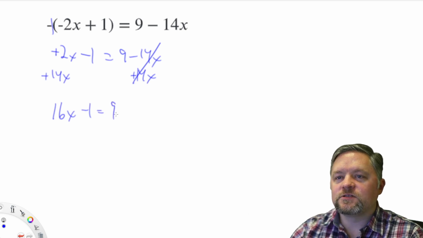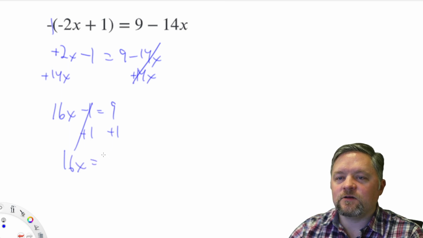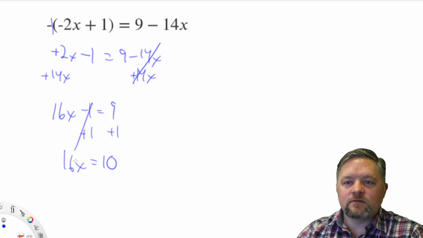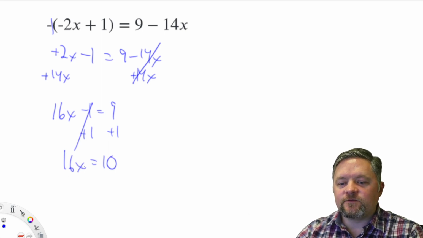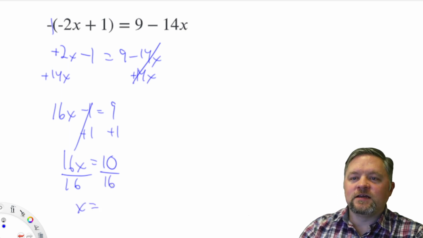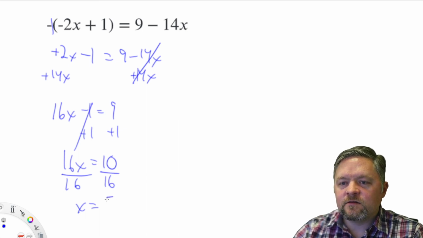Minus 1 equals 9. Now what do I have to do to get the x's by itself? Well, I got to get rid of this subtracting 1. So I'm going to add 1, do it to one side, do it to the other. Those will cancel. 16x equals 9 plus 1 is 10. 16 stopping the x from being by itself. They're multiplied. To undo multiplying, we divide. Do it to one side, do it to the other. X equals 10/16. Both of those are even. So I'm going to call that 5/8.